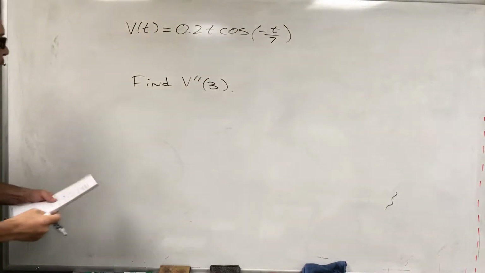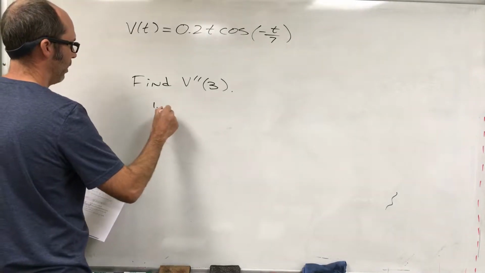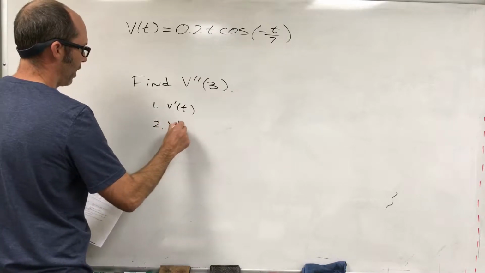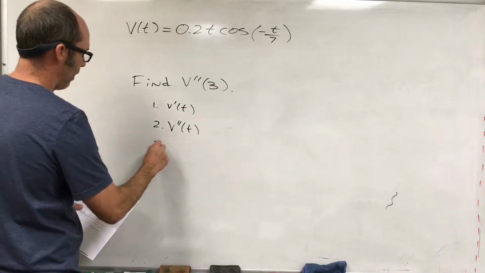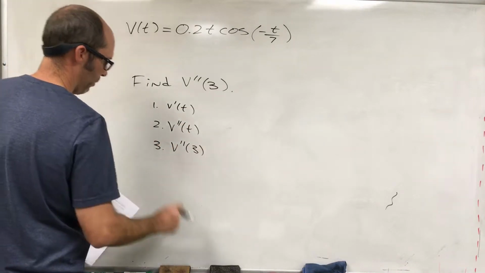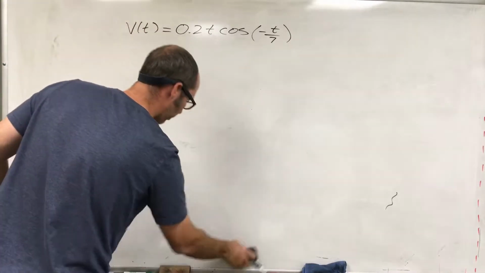So to do that, we have to do a few things. First, we have to find v prime of t. Second, v double prime of t, which is the derivative of v prime. And then third, plug in a 3 and see what we get. Okay, so we're going to do that now.